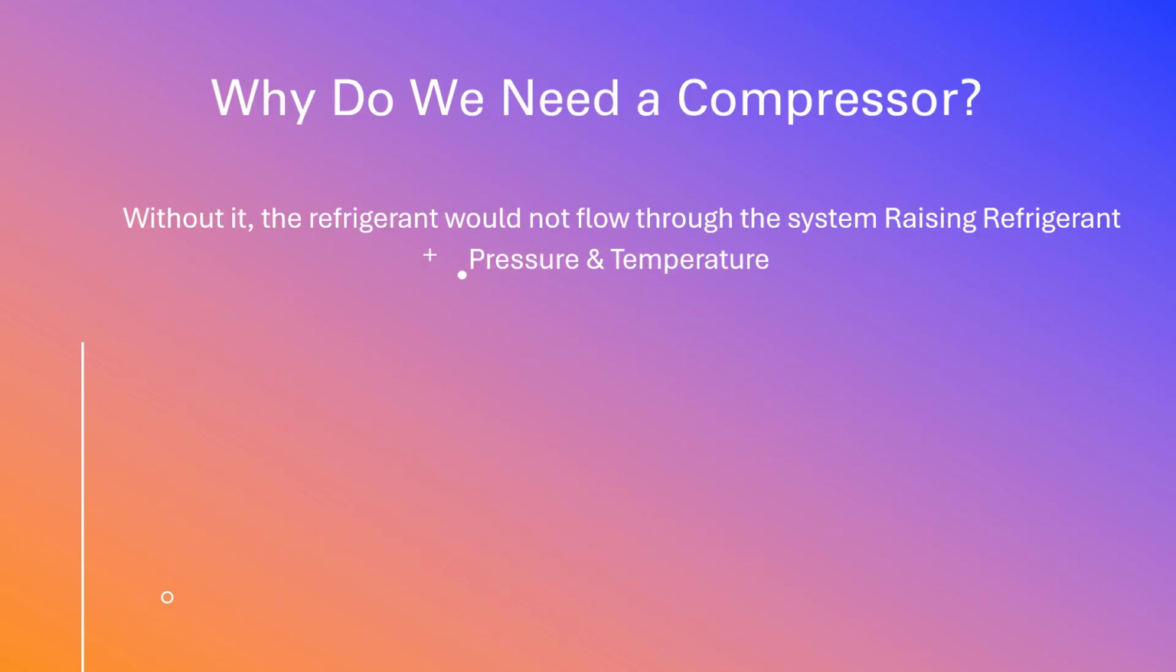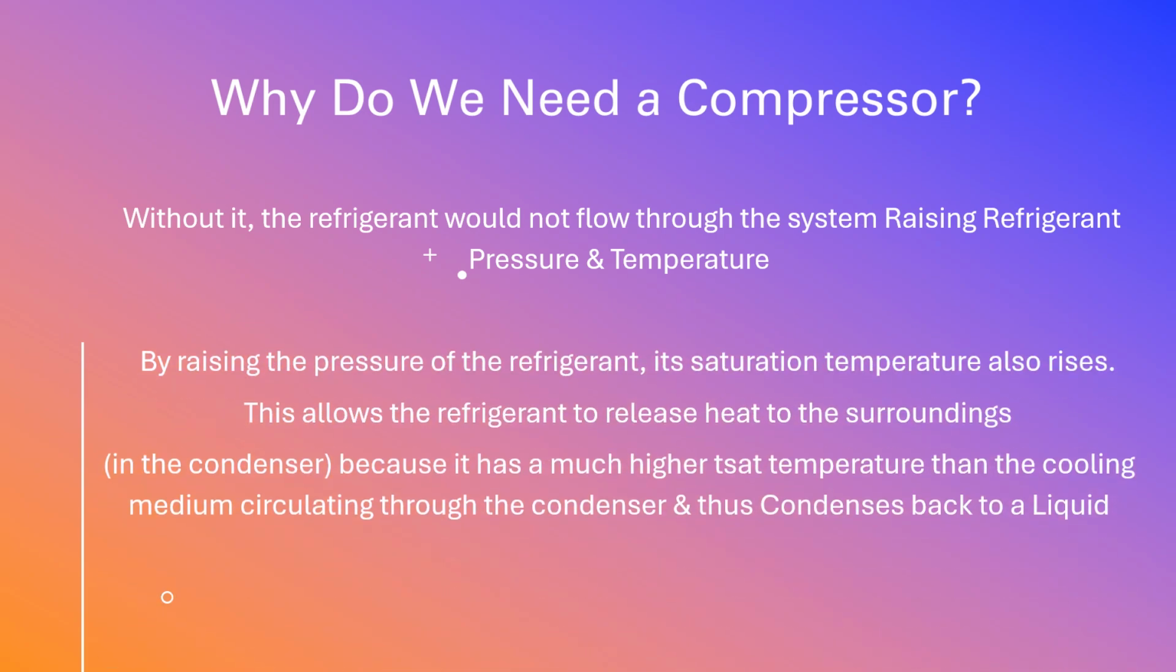Now, without it, the refrigerant would not flow through the system, raising the refrigerant pressure and temperature. By raising the pressure of the refrigerant, its saturation temperature also rises. This allows the refrigerant to release heat to the surroundings, i.e. in the condenser, because it has a much higher Tsat temperature than the cooling medium circulating through the condenser, and thus condenses the gas back to a liquid.